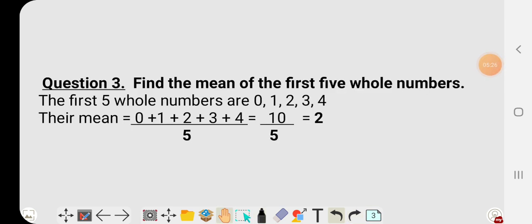Question number 3 is: find the mean of the first 5 whole numbers. As we know, the first 5 whole numbers are 0, 1, 2, 3 and 4. To find their mean, what do we do? We will add all 5 numbers and divide by the number of given numbers. How many numbers are there? 5. So we will divide by 5. The addition will be 10. 10 divided by 5 will result in 2. Therefore, the mean of the first 5 whole numbers is 2.